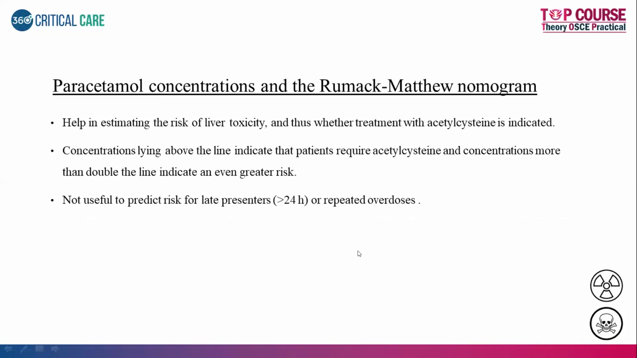Next comes your Rumack-Matthew nomogram, a very important one. It helps in estimating the risk of liver toxicity and thus whether treatment with N-acetylcysteine is indicated or not. Concentrations lying above the line indicate that patients require acetylcysteine, and concentrations more than double the line indicate an even greater risk. What is that line? I'll show you in the next slide.